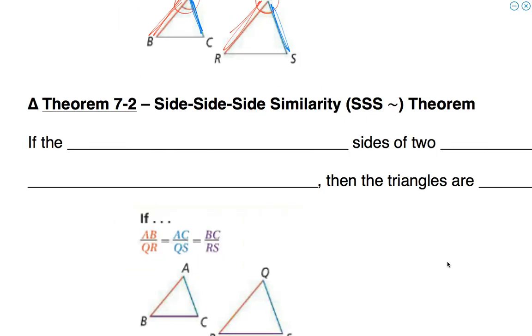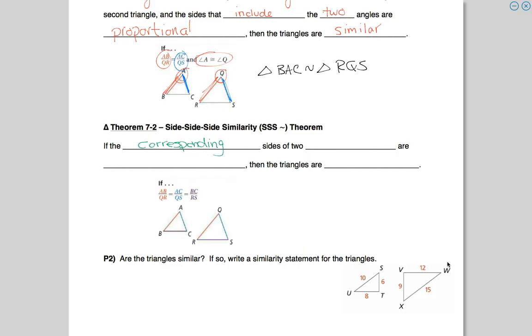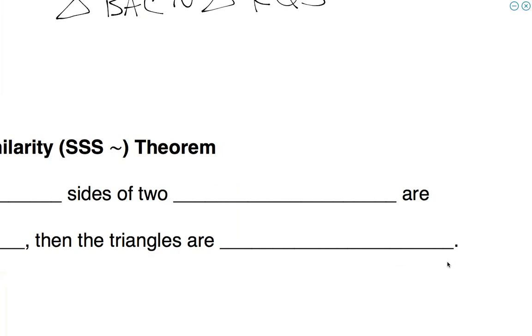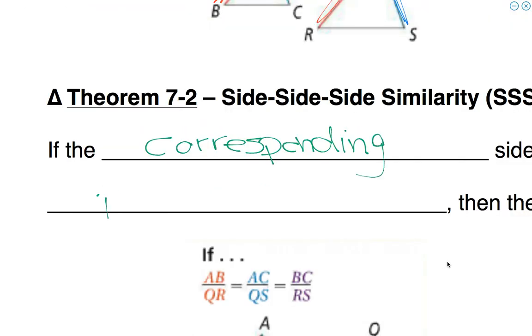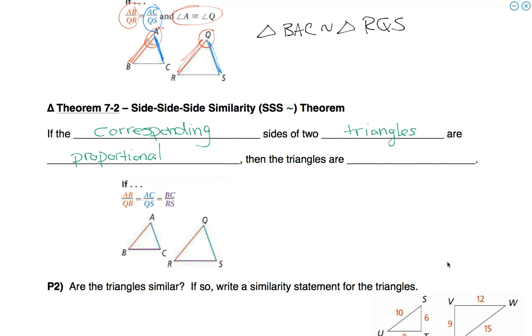So if the corresponding sides of two triangles are proportional, then the triangles are similar.